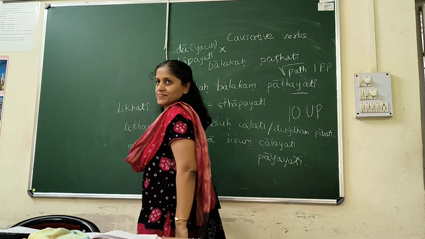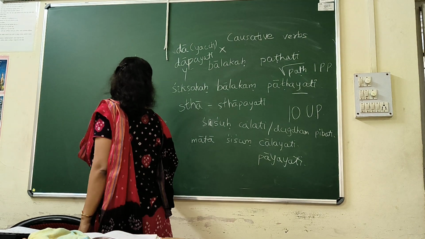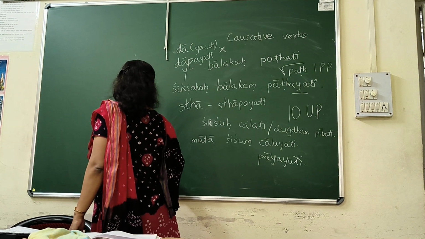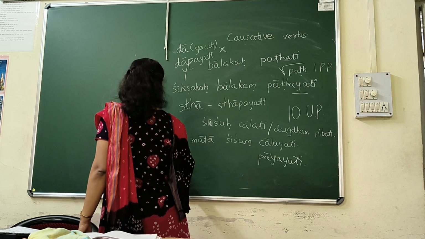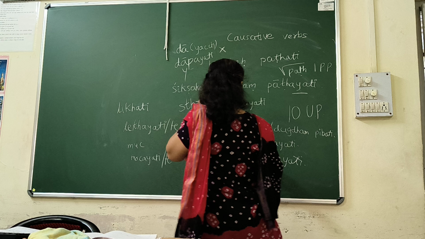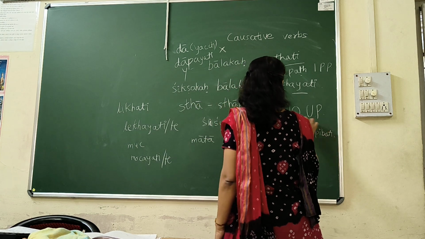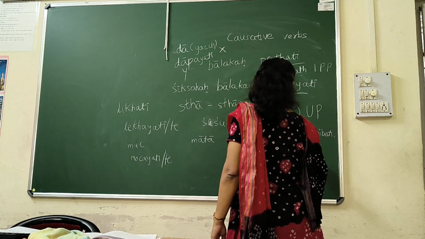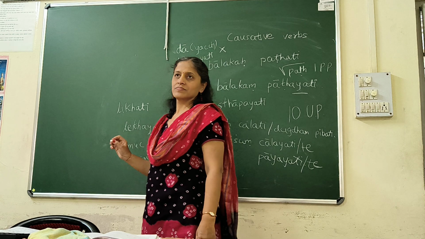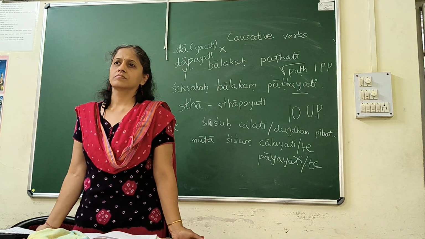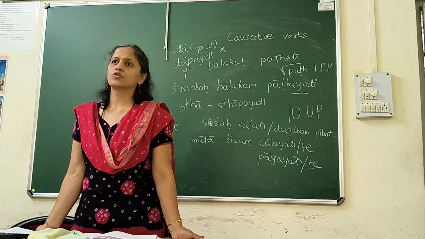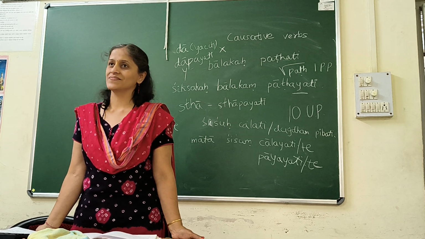Your question, much. Yes, much, muncha. Then it will become mochayati. It's not only mochayati but mochayate. Everywhere, because it's UP, everywhere you have to write te also. And drush, to see, darshayati.